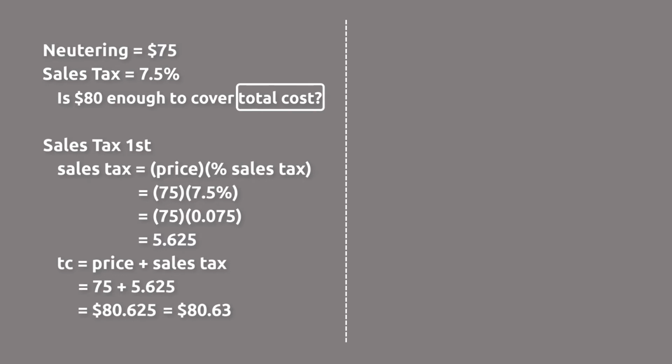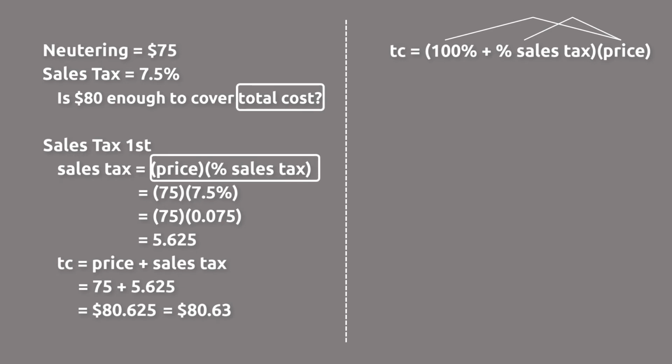Now the other method in finding total cost basically just combines parts of finding the sales tax and the total cost. Total cost equals 100% plus the sales tax percent times the price. Now if you notice, if we distribute this price using the distributive property, we'd have price times 100%. Well, that's just price times 1. So that'd be price plus the sales tax percent times the price, which is the sales tax. Price times the percent sales tax.